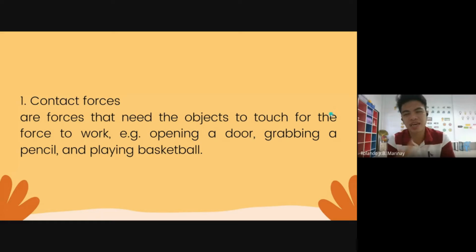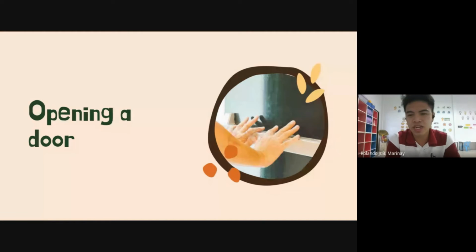When you play soccer or football, for those who just entered, it's in page 85. The thing that we are discussing right now is in page 85 already, the contact force. This is one of the examples. When you open the door, you have to touch it. In opening a door, you may use the push or the pull force.